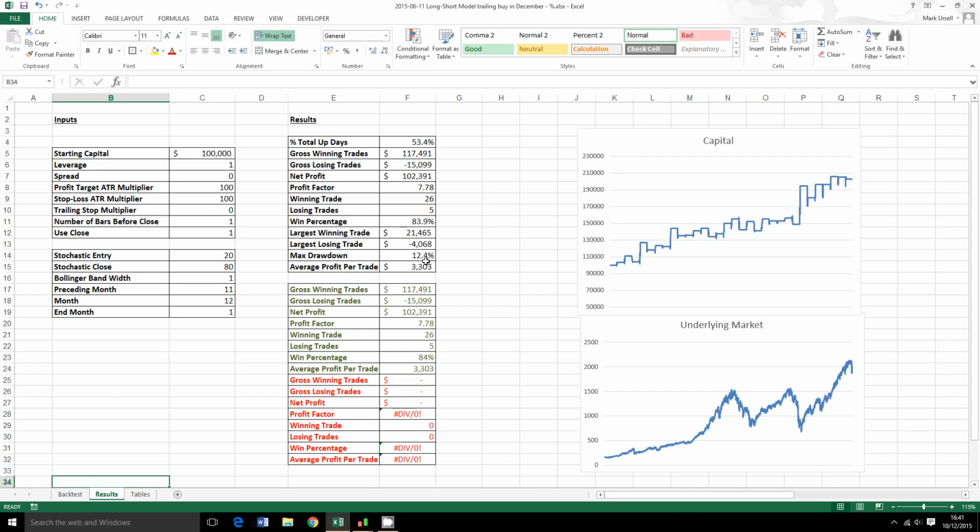Finally, we've got a very low drawdown for such a long time period, and over such a long time period to have a drawdown of just this amount, 12%, is pretty good.